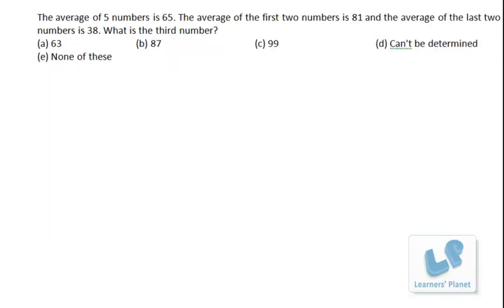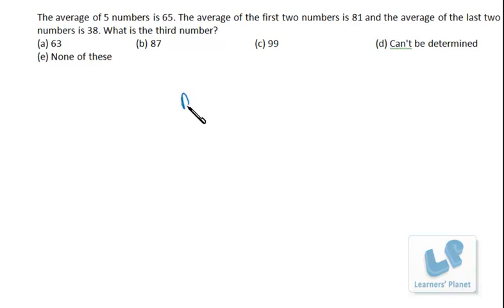Now, a problem from average. Average of 5 numbers is 65. The average of first 2 numbers is 81. The average of last 2 numbers is 38. What is the third number? It's a very simple problem, friends. I'll just explain you the logic behind the problem. See, average of 5 numbers. What is the formula for average?